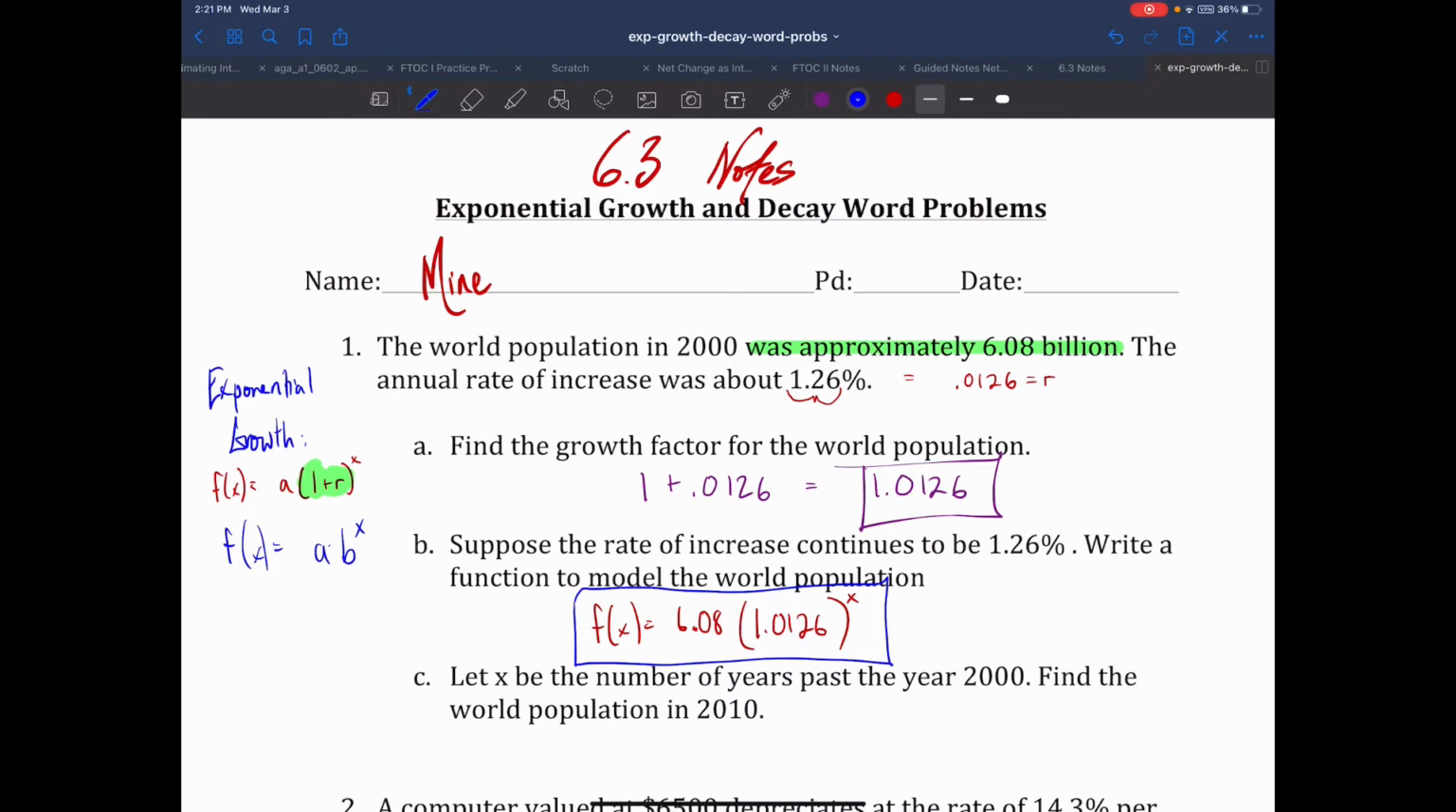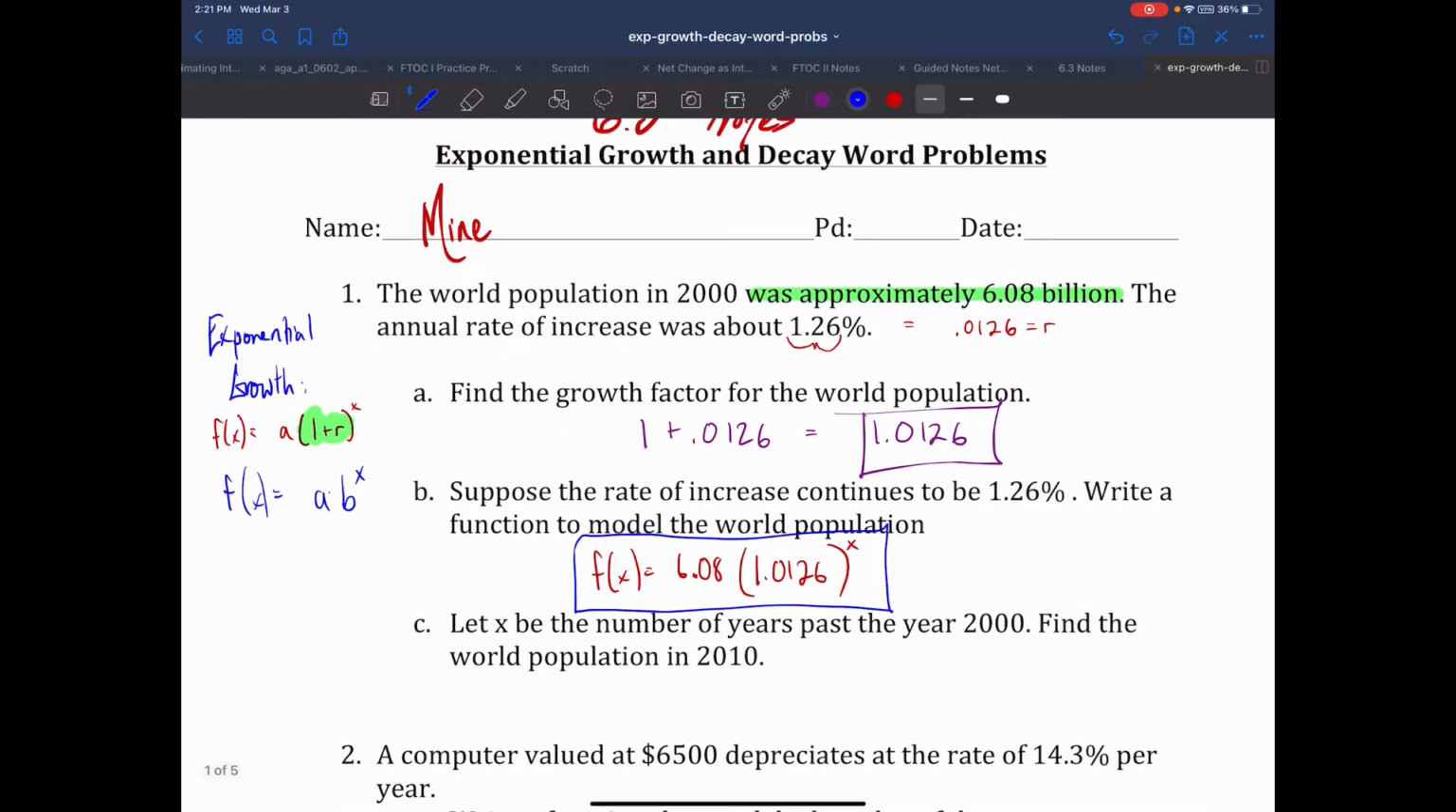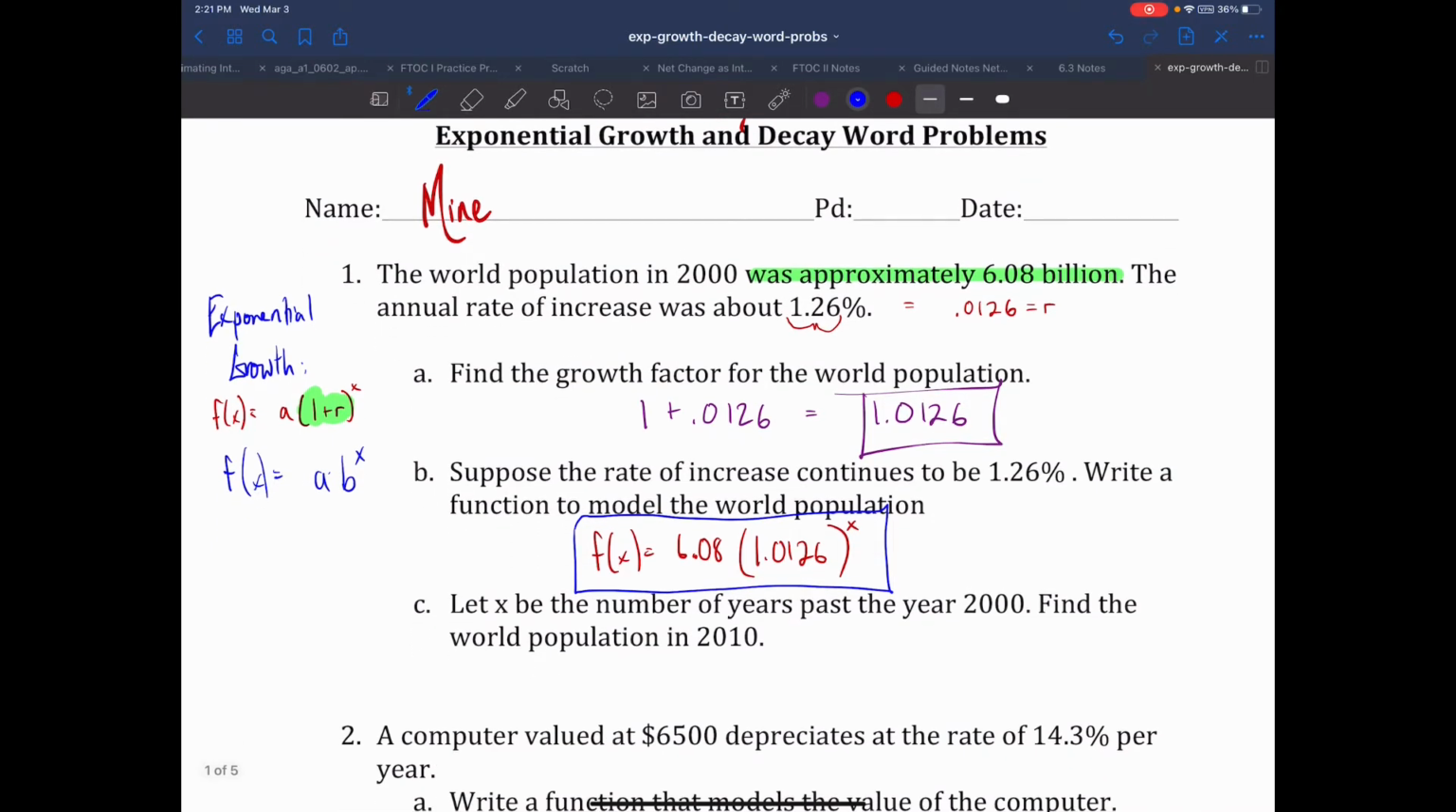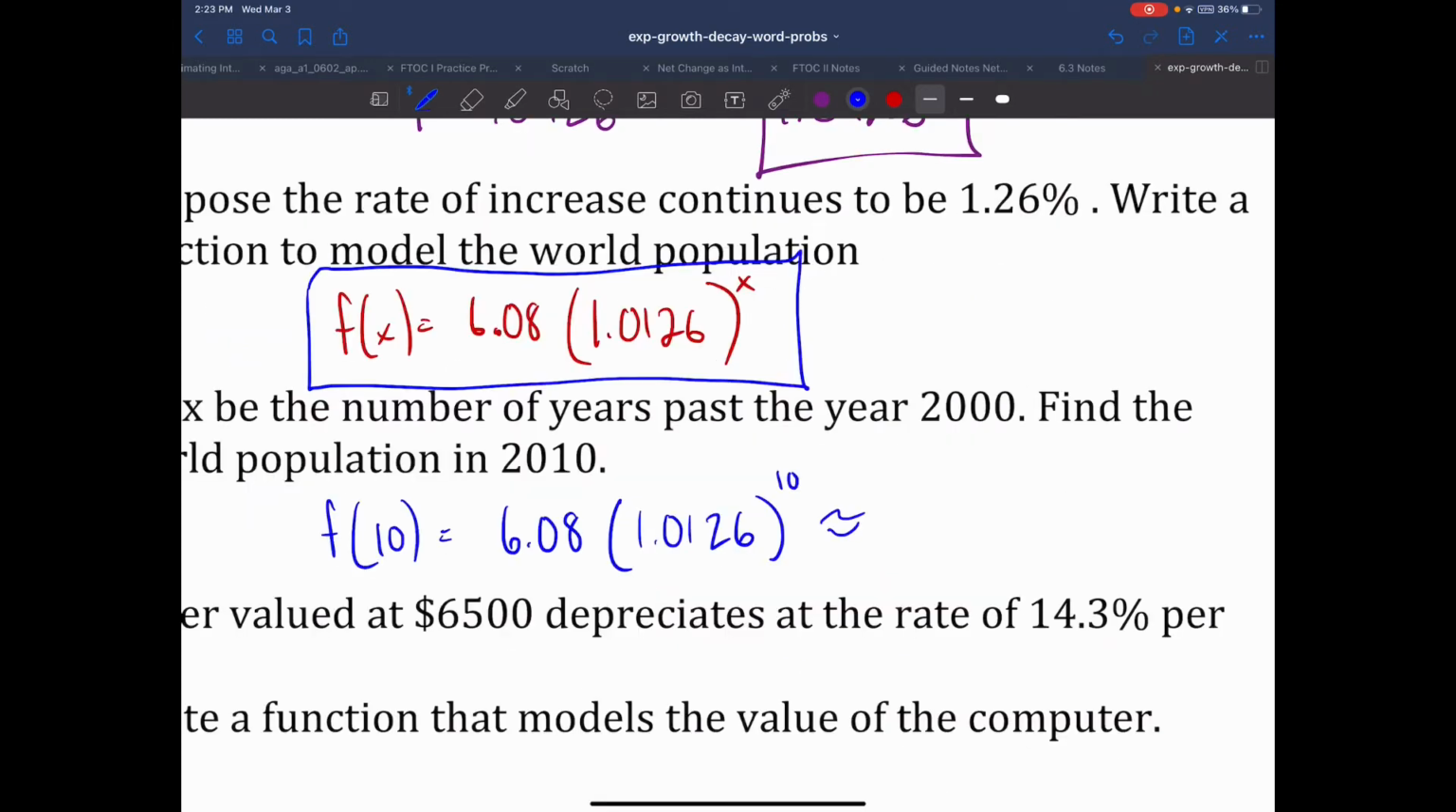So in the C part, it's asking us to use this. I'm not going to calculate this directly here. You can on a calculator, but I'll show you how to do it. So it says, let x be the number of years past the year 2000. Find the world population in 10 years, or in 2010. So since x is the number of years past 2000, we're just going to take this 10 and say, what is f of 10? So 6.08 times 1.0126 raised to the 10th, and that comes out to 6.89 billion.